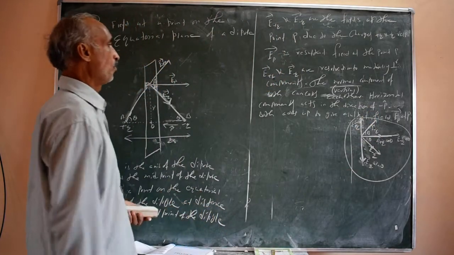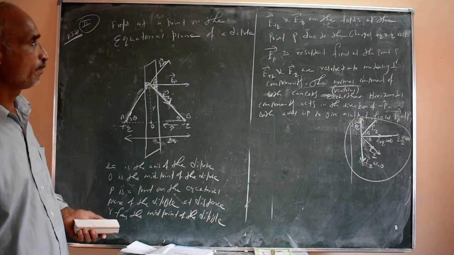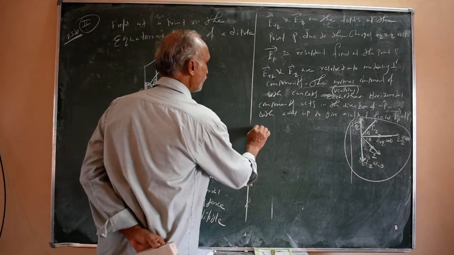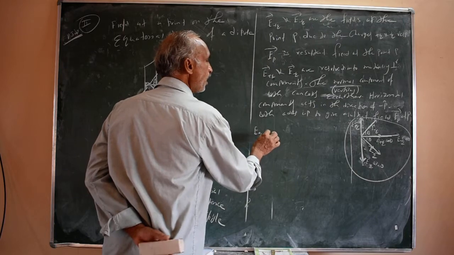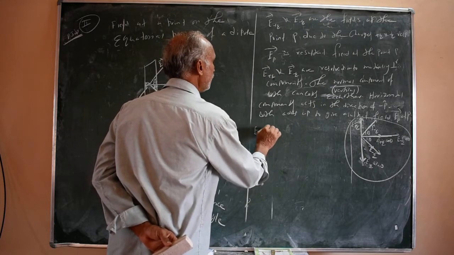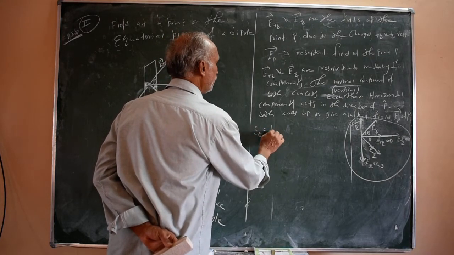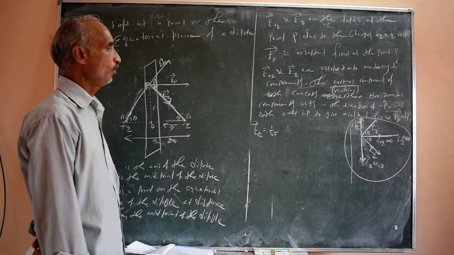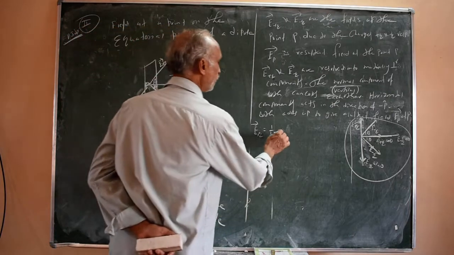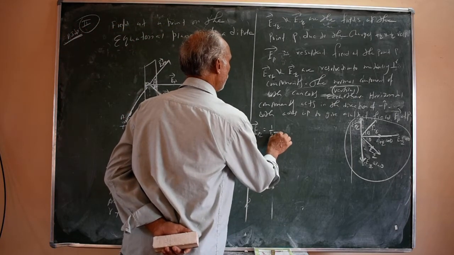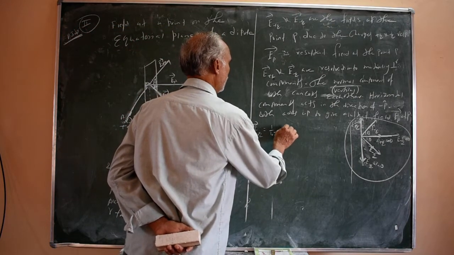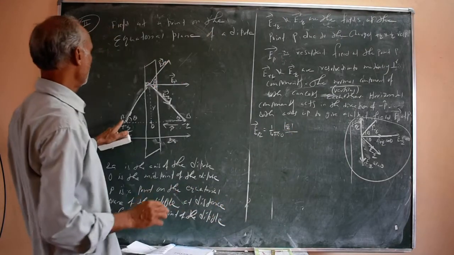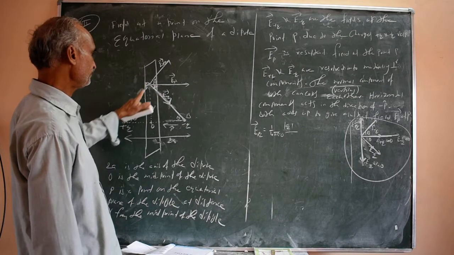Now let us work out what is the E plus Q and what is the E minus Q. Let us work out both. E plus Q is equal to E plus Q, magnitude only let us work out, or even the bar also. E plus Q bar is equal to 1 upon 4 pi epsilon naught, charge Q upon the distance. The distance is AP.